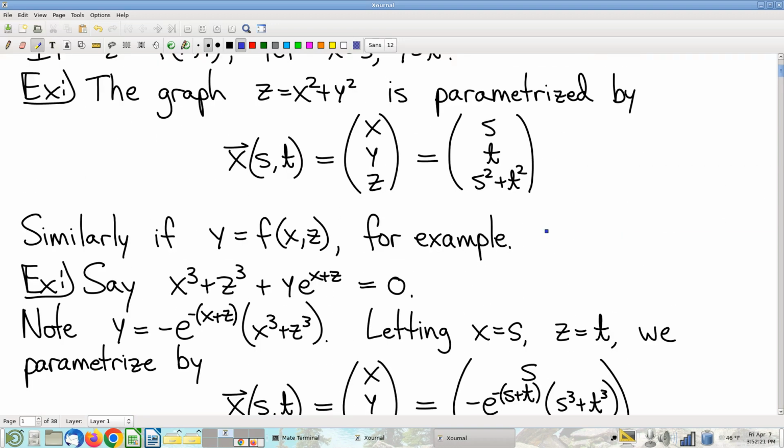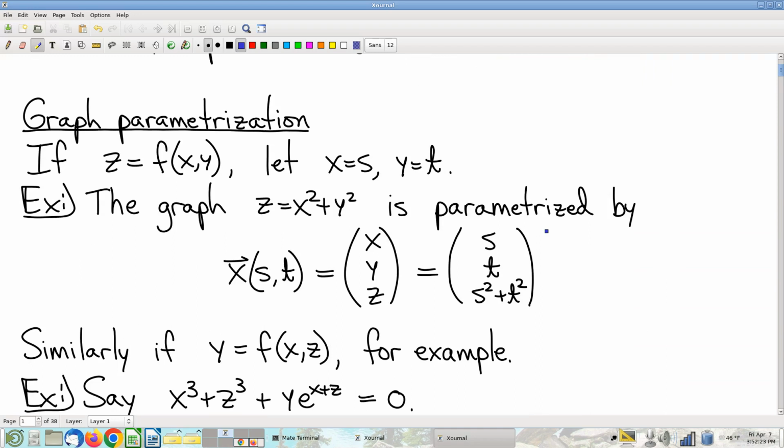I didn't want to have x, y, and z as functions of x and y. That's a confusion of variables, arguably, right? x and y are going to be inputs and outputs. That's not cool. So I renamed them s and t. That's just to avoid confusion of variables.